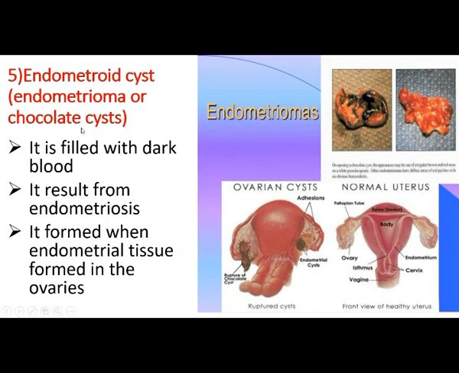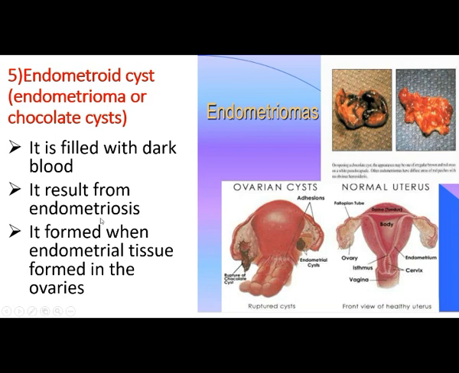Next, the fifth one, endometriosis, or endometrioma, or chocolate cyst. We already studied endometriosis in the previous class. When it ruptures and forms a cyst, it becomes a chocolate-like, blood-filled sac filled with dark blood. You can see this in the picture, and it results from endometriosis.